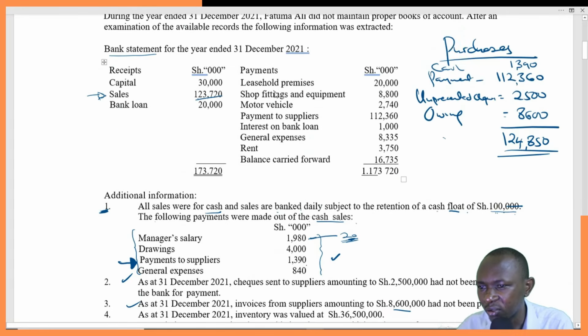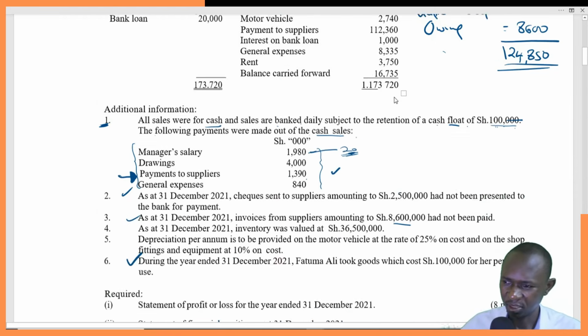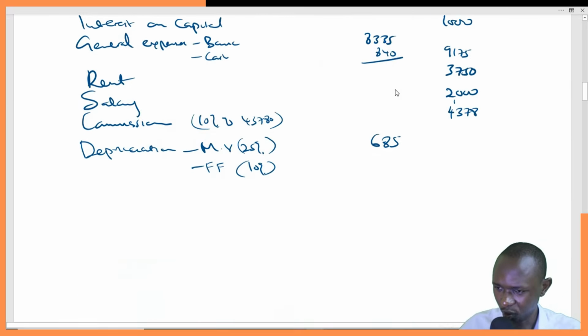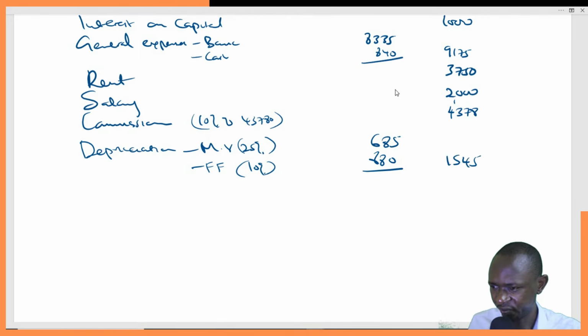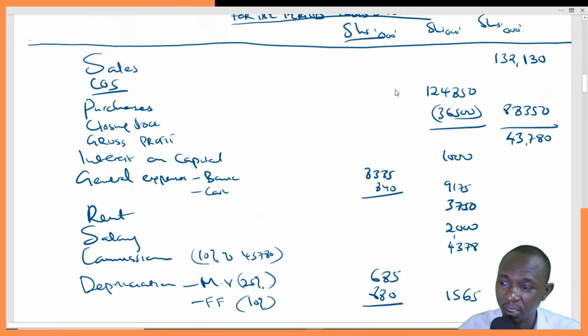So look at the cost of furniture and fittings. Shop fittings 8,800. 10% of 8,800 is 880. So have 880 here. Add the two. This will give you 1545 if I'm not wrong. But just to confirm, 685 plus 880 gives you 1565. It's always good to confirm. You can see 1565. So there we go.